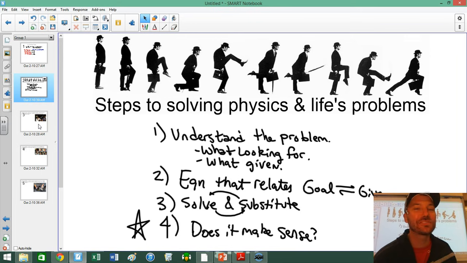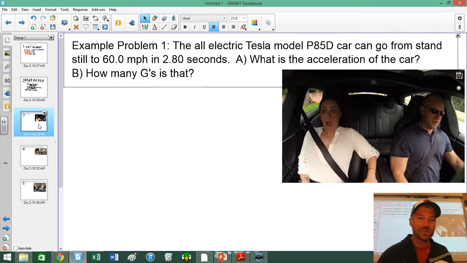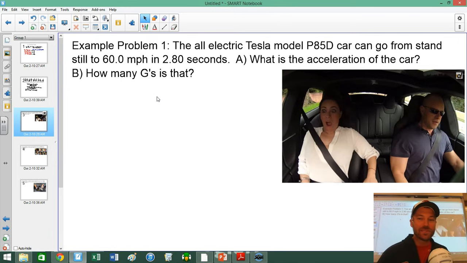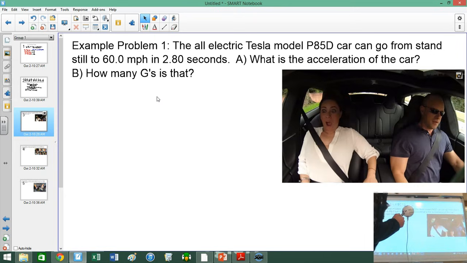These people had a lot of really good reactions to what they were experiencing, but let's put some numbers to it. I just made some problems up around this. It says the all-electric Tesla Model P85D can go from a standstill to 60 miles an hour in 2.8 seconds. What is the acceleration of the car? And part B, how many G's is that? The word G we hear all the time, like it was 6 G's when I took this corner. I'm going to explain to you what that means.